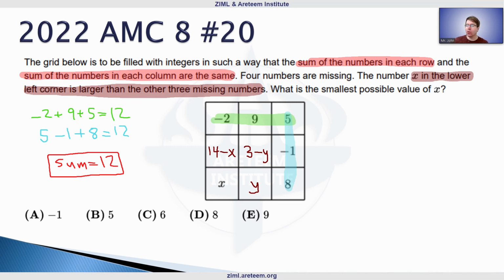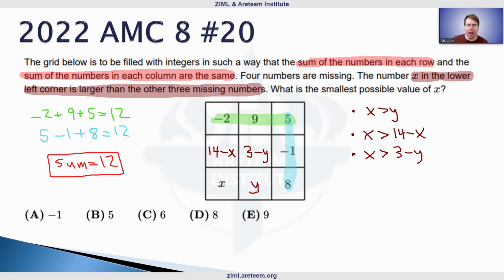Now, I want to write out a couple of equations. I want to just say what this really says. This tells us that we know that x needs to be greater than y. We also know that x needs to be greater than 14 minus x. And we know that x needs to be greater than 3 minus y.